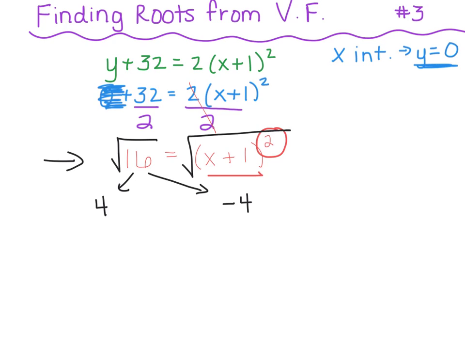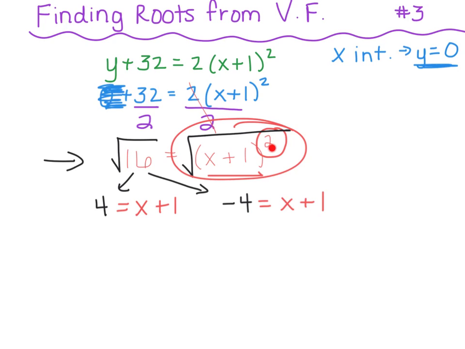Now what I can do is square root of x plus 1 squared over here is going to leave me with an x plus 1. So I'm going to have 4 equals x plus 1 and negative 4 equals x plus 1. So I did the square root of 16, got my two different answers.